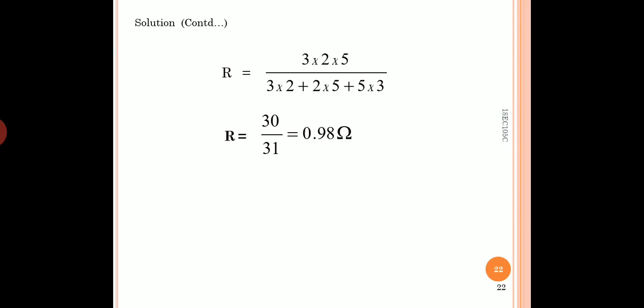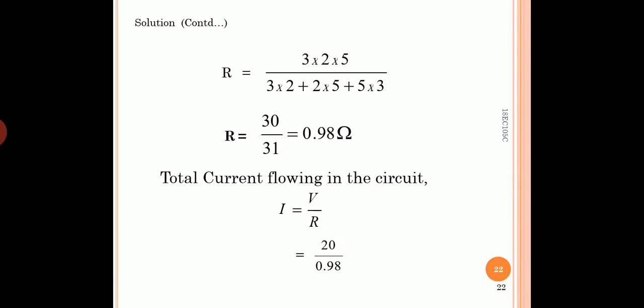So the total current in the circuit, I is equal to V by R. So V is 20, R is 0.98, so that comes to about 20.4 amperes. So this is the total current I.